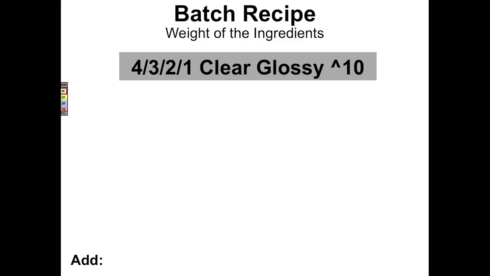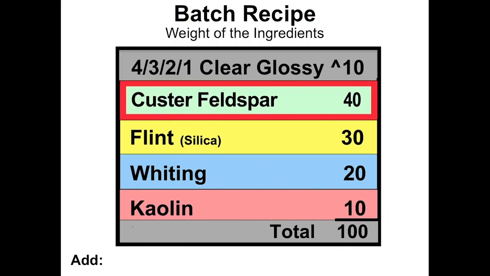Let's take a look at a recipe. The weight of the ingredients are listed in the recipe. This is 4321, a clear glossy cone 10 glaze designed by Bernard Leach. And you can see it's called 4321 because it's 40%, 30%, 20%, and 10%. So they always add up to 100. So all the main ingredients in the base glaze add up to 100.